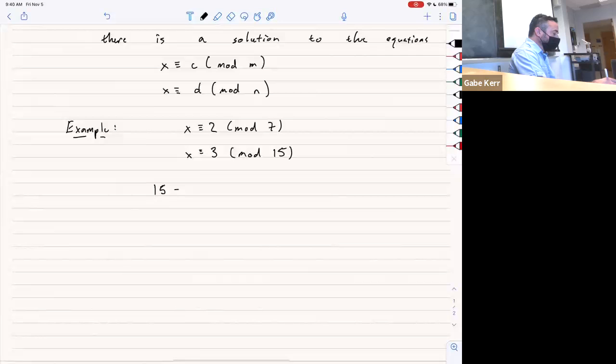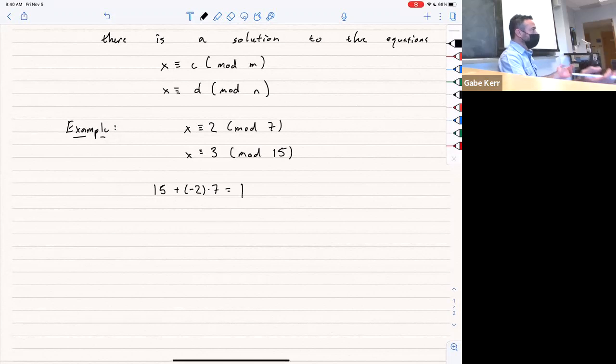You look at that equation, and it looks like 15 plus negative 2 times 7 is equal to 1. I'm trying to make it hard, but there's a threshold where that's a harder problem. I think you need their difference to be kind of awkward, not too big and not too small.